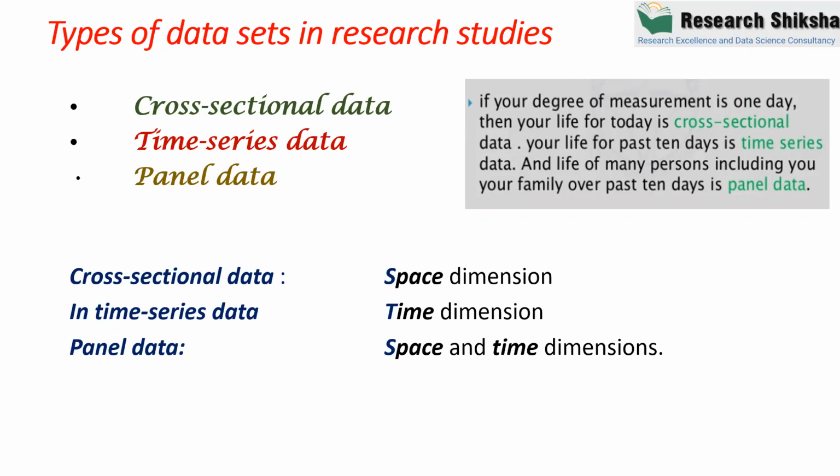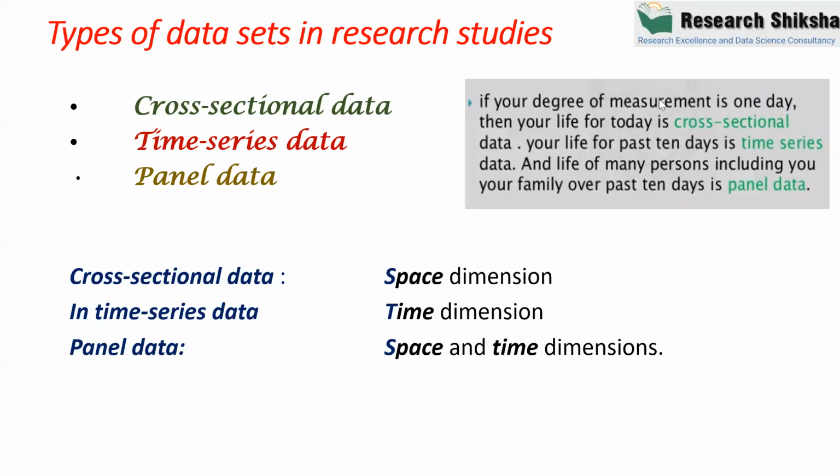You can see in this slide that there are three types of data set: cross-sectional data, time series data, and panel data. And there is a beautiful example I quote here: if your degree of measurement is 1 day, then your life for today is cross-sectional data. Your life for the past 10 days is time series, and the life of many persons, including you and your family, over the past 10 days is panel data.